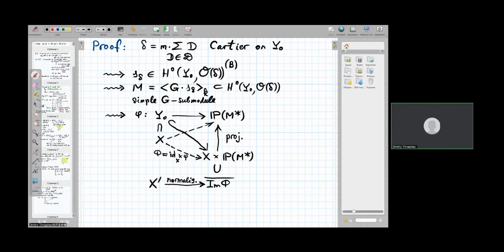And you get the variety X prime, which is already normal. It is still an open embedding of Y naught. It is a spherical variety. It is already normal. And we have two maps, two projections.